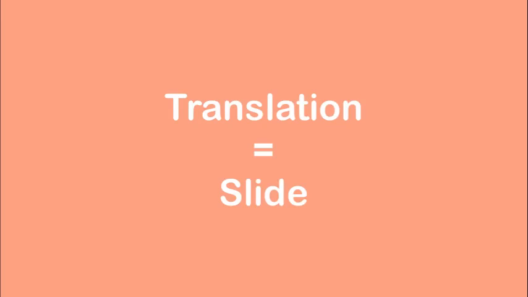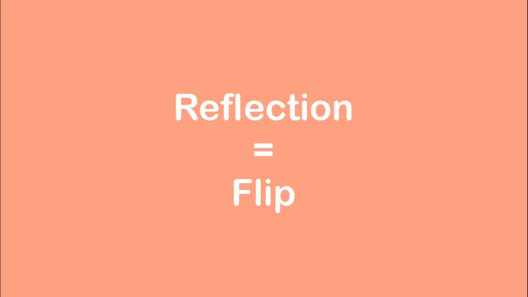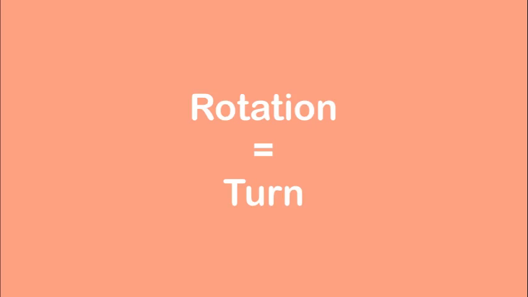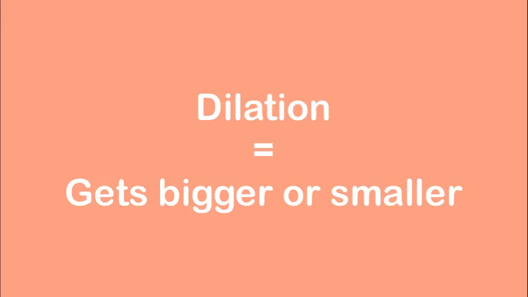Remember, there are 4 types of transformations: translation, reflection, rotation, or dilation. A translation is when a figure slides, reflection is when a figure flips, rotation is when a figure turns, and dilation is when a figure gets bigger or smaller. Now let's look at some examples of identifying transformations.